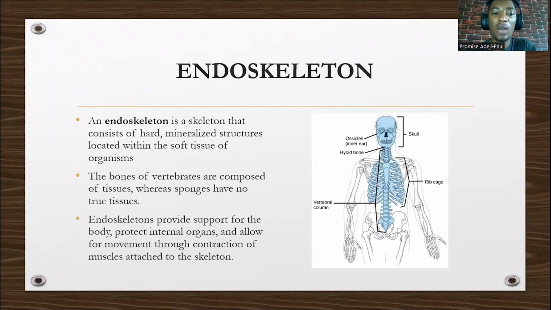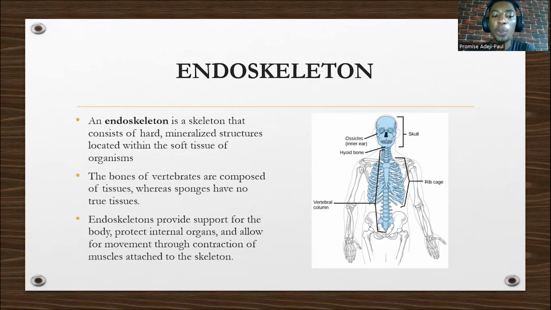So what about the endoskeleton? An endoskeleton is a skeleton that consists of hard mineralized structures located within the soft tissue of the organism. From the name, endo means inside, not outside. The bones of vertebrates are composed of tissues, whereas sponges have no true tissues. That's a very important point. Think of that: sponges have no true tissue.